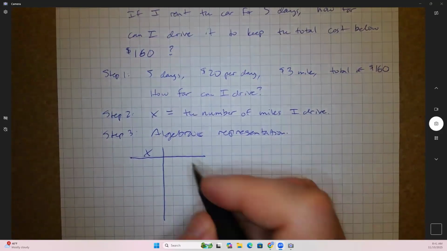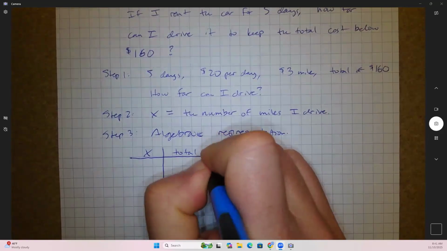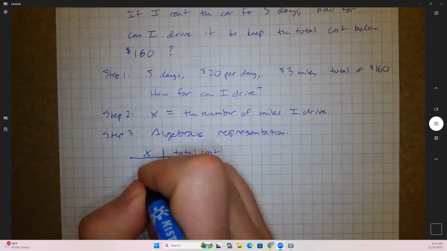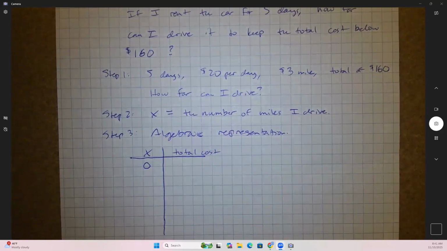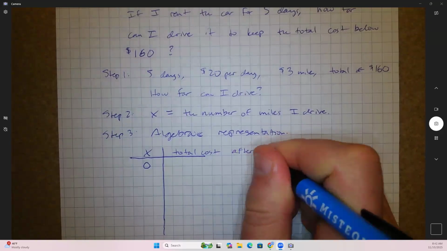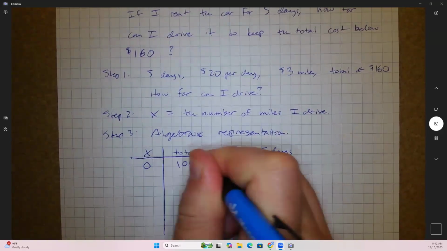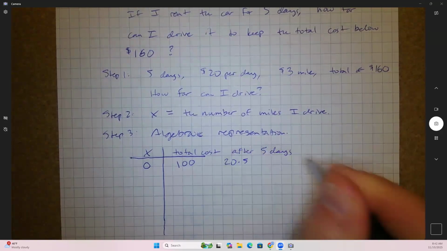X is the number of miles I drove, and then here I'll put the total cost. So suppose I rent that car. I have it for 5 days, and I don't drive it anywhere. How much is my total cost going to be? Well, it's $20 per day. So even if I don't drive it anywhere, I'm still going to spend $100, which is 20 times 5.